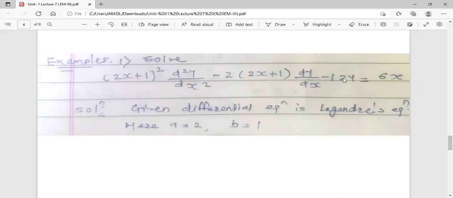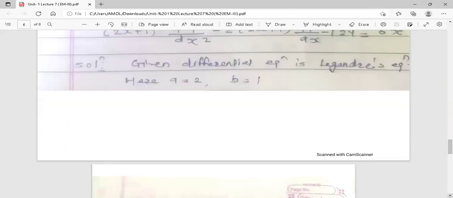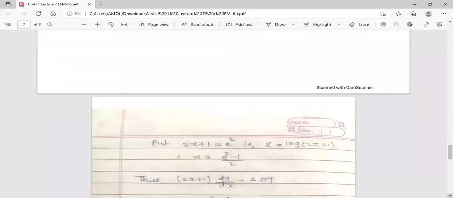In the third term, the derivative is absent, so that polynomial function is also absent, in the form of 2x plus 1. And in the RHS, the function is there: 6x. So you state here, the given differential equation is Legendre's equation because it is in the form of (ax plus b) squared d2y by dx square plus (ax plus b) dy by dx plus ny. If we compare with ax plus b, the value of a is 2 and the value of b is 1. So remember it.